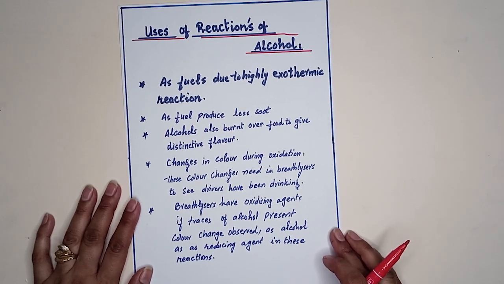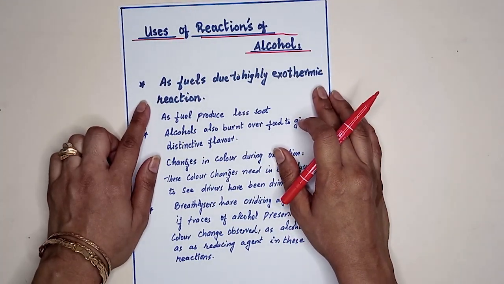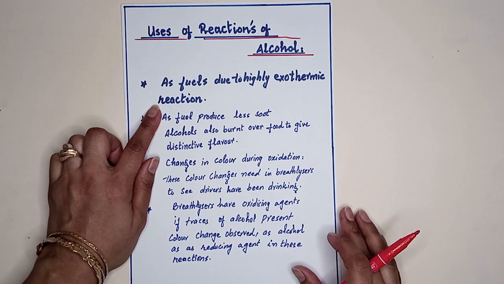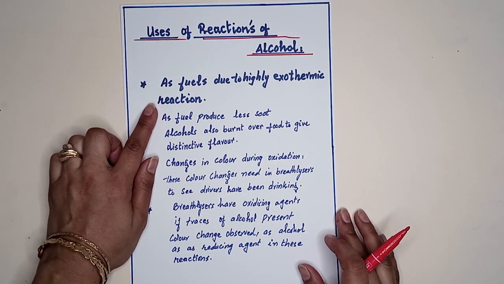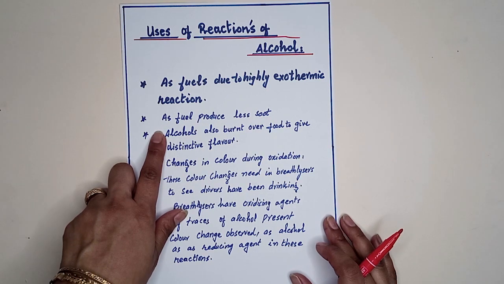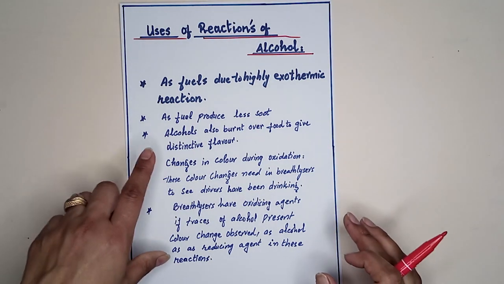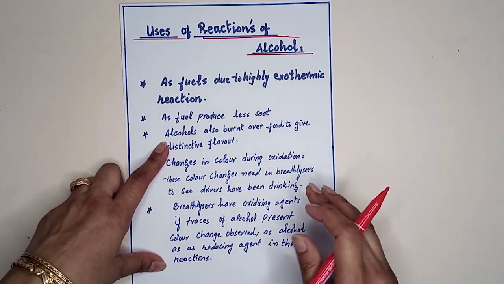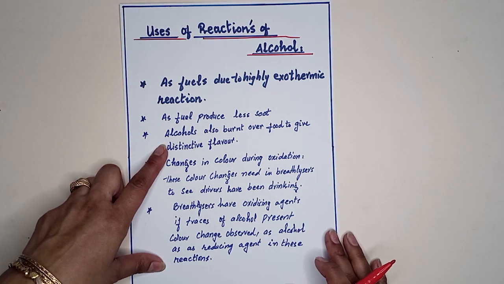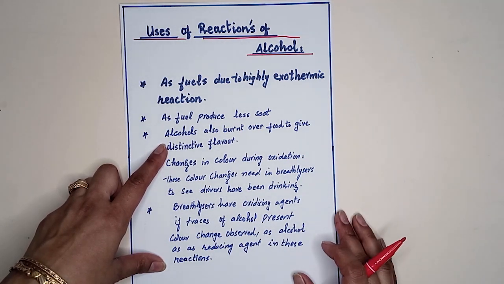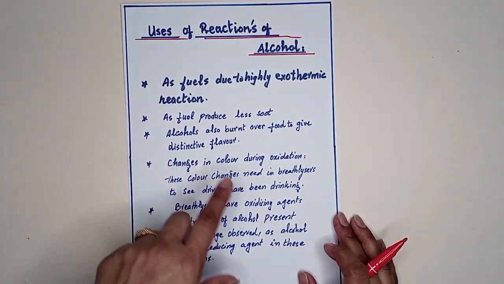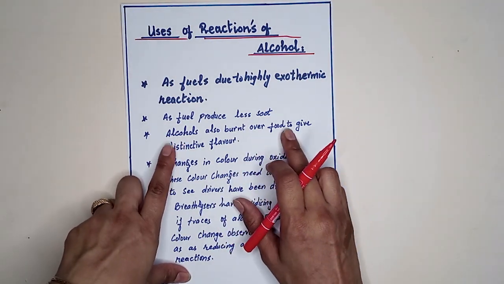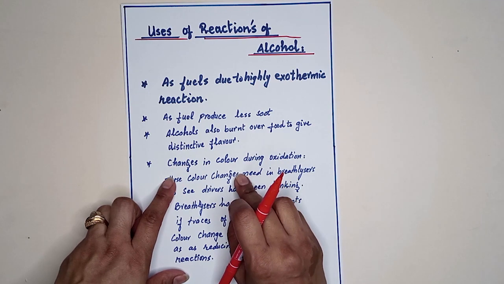As fuels, due to highly exothermic reactions, the combustion of alcohols is used to give us a high heat. It is used as fuel due to the highly exothermic reaction, and as a fuel it produces less soot. Less soot means the carbon content is less. It is an eco-friendly fuel because it is not going to produce any poisonous gases. So due to this reason, it is an eco-friendly fuel.